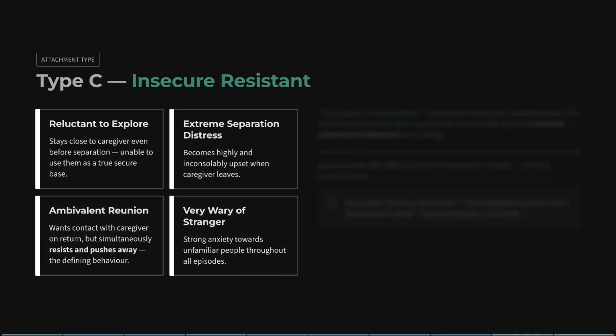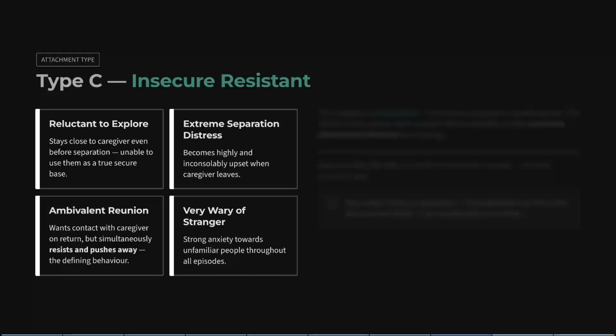Approximately 10 to 15% of infants in Ainsworth's sample showed type C, which is insecure resistant attachment, also called anxious ambivalent. This is the least common of the three types, and in many ways the most distressing to observe. Let me describe the behaviour pattern. In the presence of the caregiver, they are reluctant to explore. Even before any separation occurs, the resistant infant stays close to the caregiver.